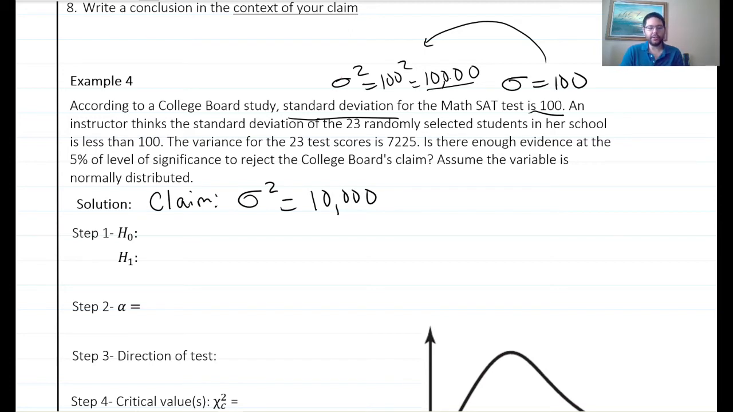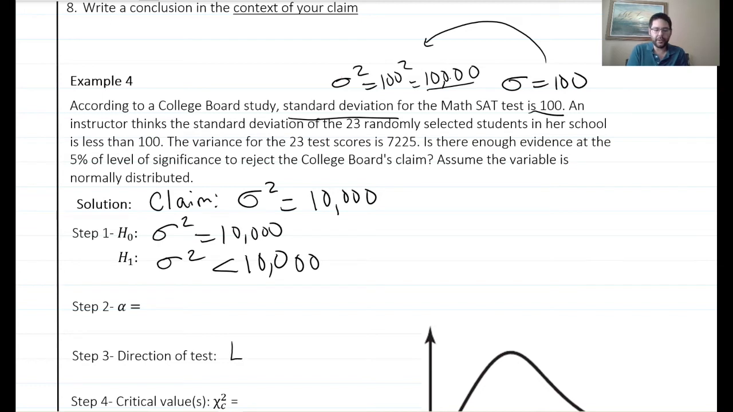An instructor thinks the standard deviation is less than 100, so the instructor thinks the variance is less than 10,000 basically. This claim is a statement of equality, so that belongs to the null. Now the instructor is the researcher here, and thinks it should be less than 100. So that's our research hypothesis, that sigma squared is less than 10,000. Based off of this, it is a left-tailed test, so we'll write left-tailed here.